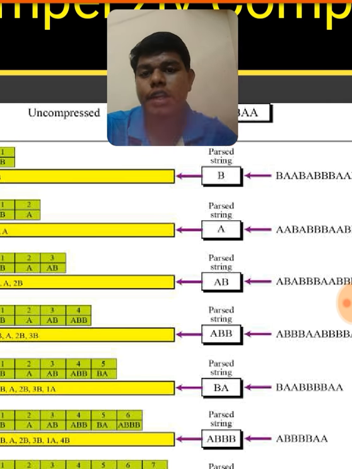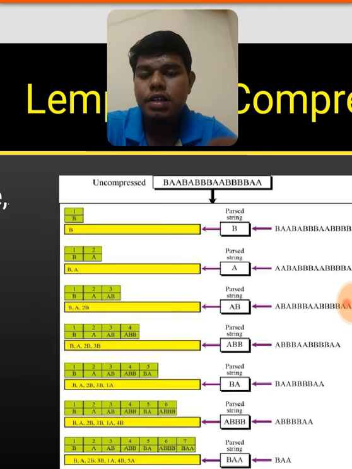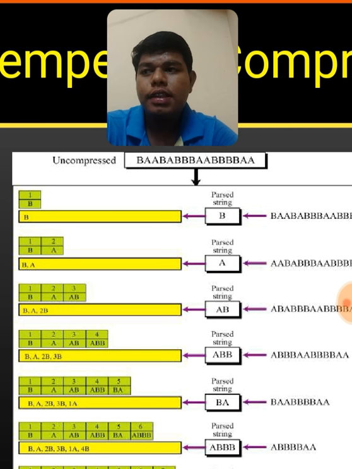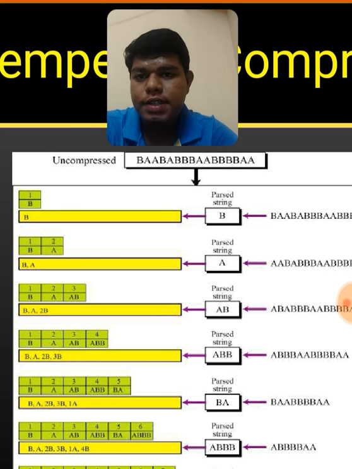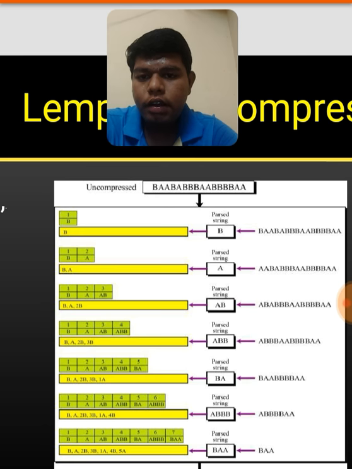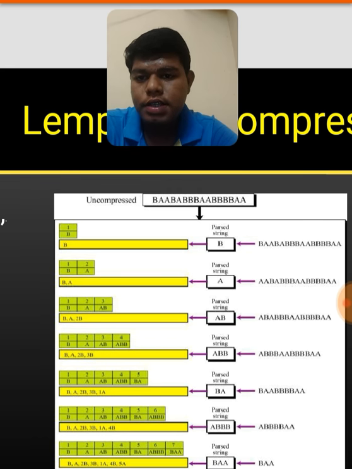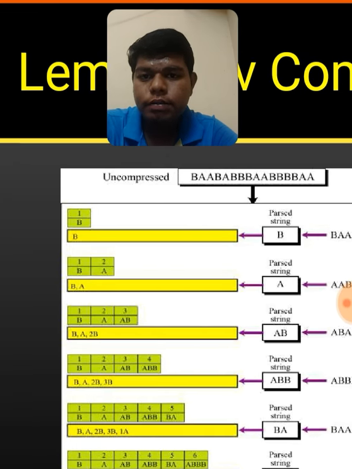We join these and we get the seven dictionary entries. That means there are seven types of paired strings. Then we compress the string using these seven types of paired strings.